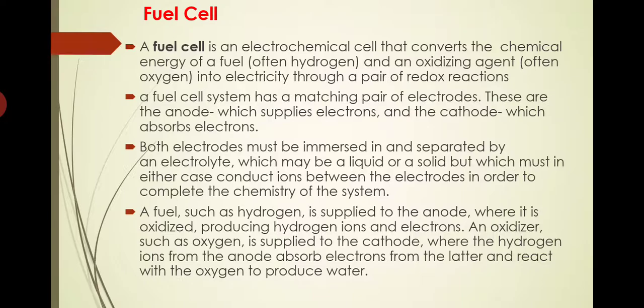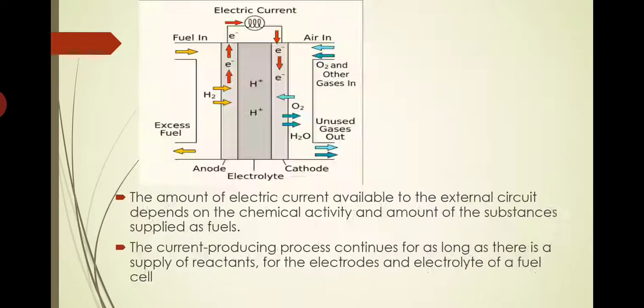Whatever hydrogen ions are produced in the anode cross through the electrolyte to the cathode side, where we have an oxidizer, that is oxygen. This hydrogen ion will combine with oxygen at the cathode side, absorbing electrons and reacting with the oxygen to produce water. During the anode reaction, along with hydrogen ions, electrons are also produced. Those electrons are carried through a separate external circuit, which is used to produce the electricity. With a figure I will explain this clearly.